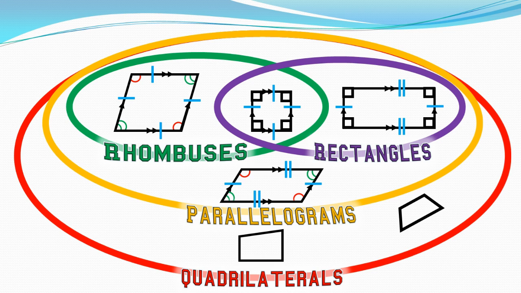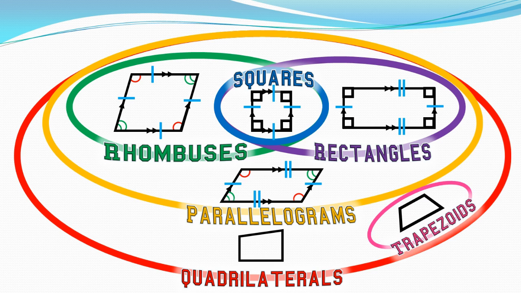In the middle of rhombuses and rectangles, we have squares. Squares are four-sided quadrilaterals with opposite parallel sides. All four sides are congruent and all four angles are congruent. Within quadrilaterals, but outside of parallelograms, we have trapezoids. What makes trapezoids special is that they have one set of opposite parallel sides.